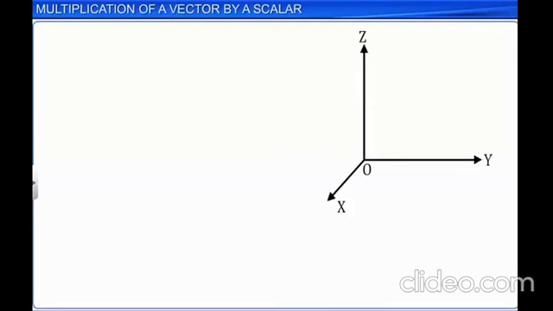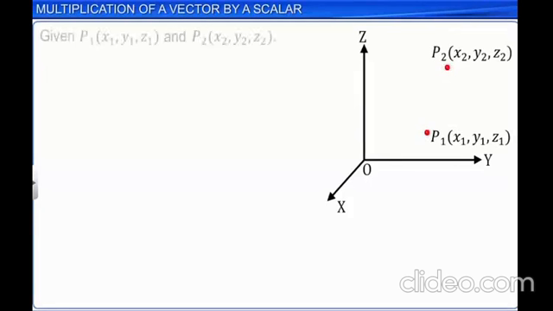Consider 2 points P1 and P2 in space as shown here. Let us find vector P1P2 by joining the two given points. Let us draw vectors OP1 and OP2 from the origin to the given points, P1 and P2 respectively.